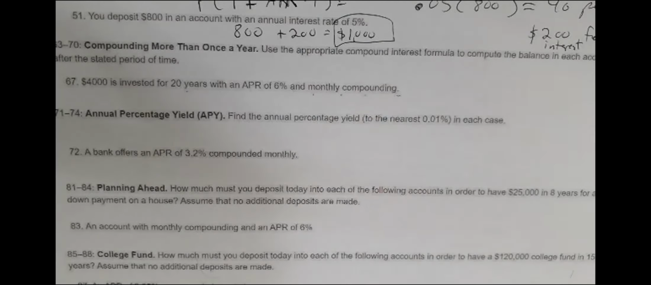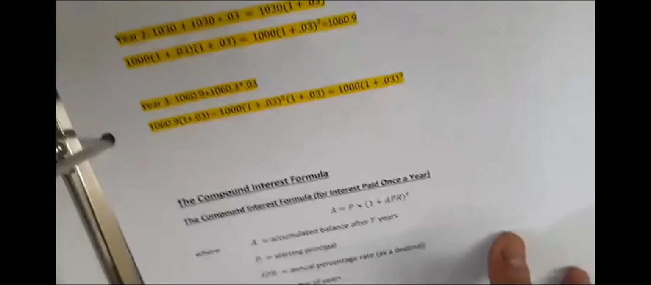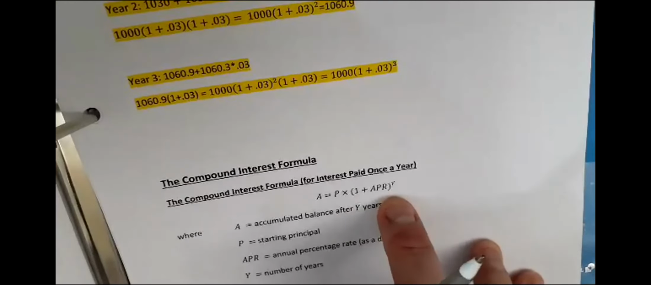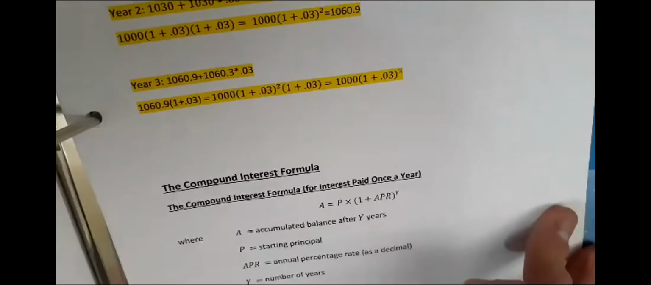So again, looking back through 4B, we had a few formulas. We had this compound interest formula, A equals P times 1 plus APR to the Y. This is if interest was paid once per year, so this one is not going to work here.